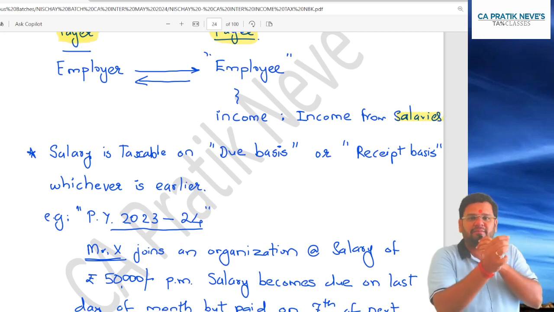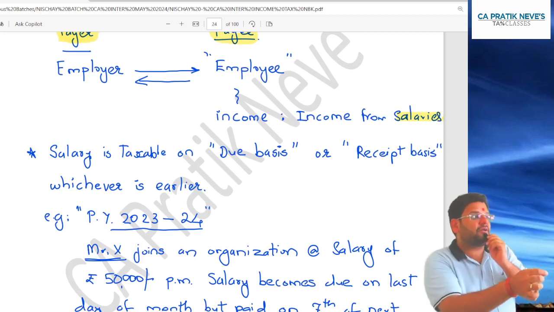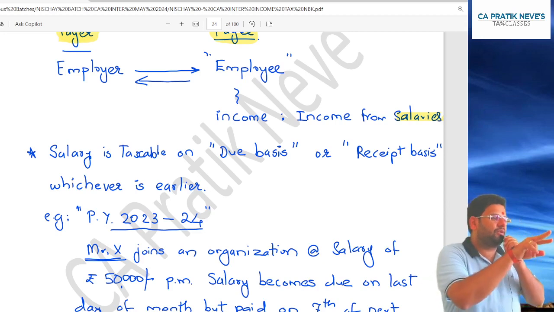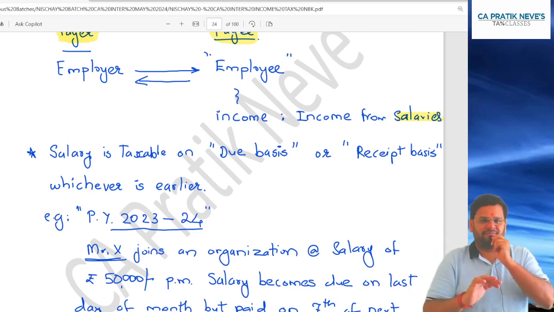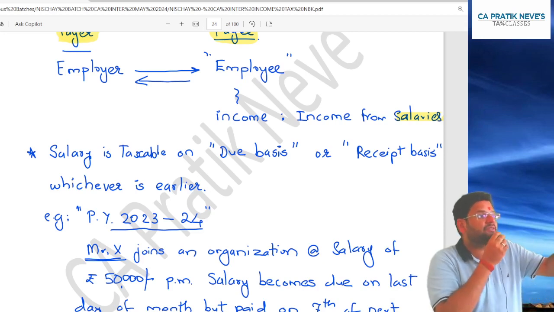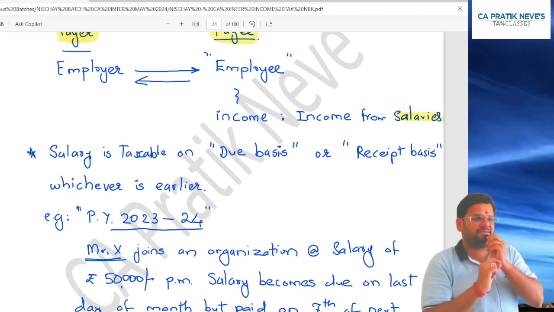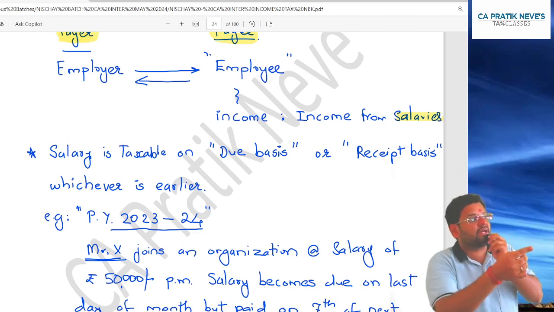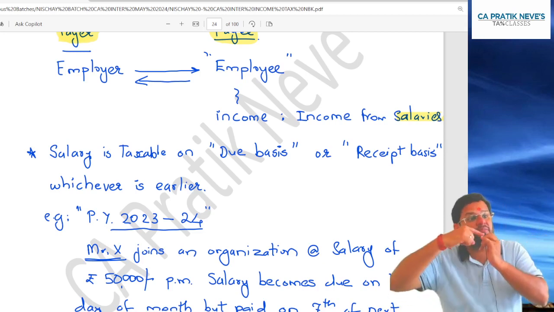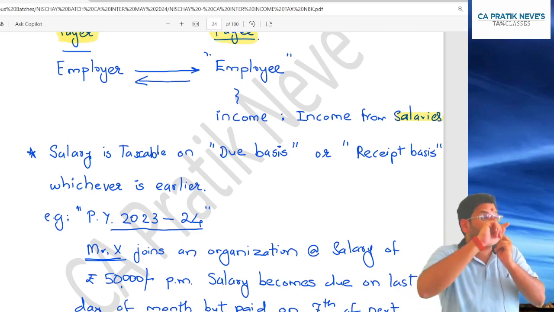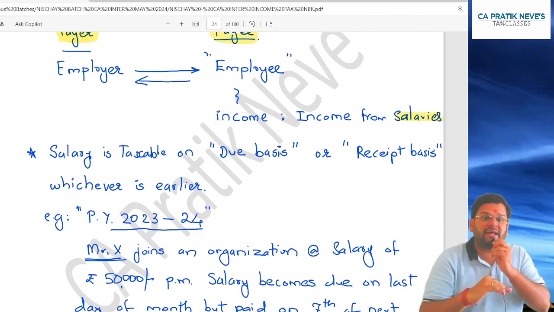But sometimes I may take advance salary. Advance salary will become taxable at the point when it is actually received. That's why I'm saying it is taxable on due basis or receipt basis, whichever happens earlier. Suppose in the month of March 24, I told my employer I want 2 months salary in advance. Then in March 24 only, he gives me salary for April and May. It is received in March 24, but it will become due in April and May respectively. That means it will become due in the next financial year, but it will be taxable on receipt basis because it is earlier than due.